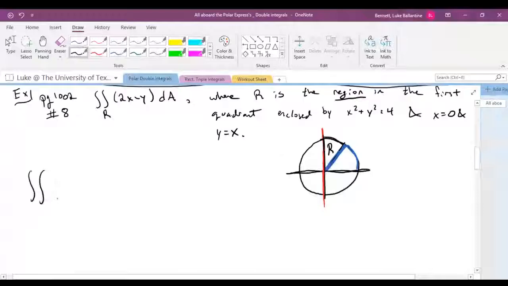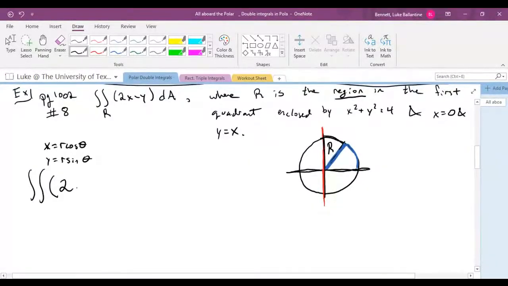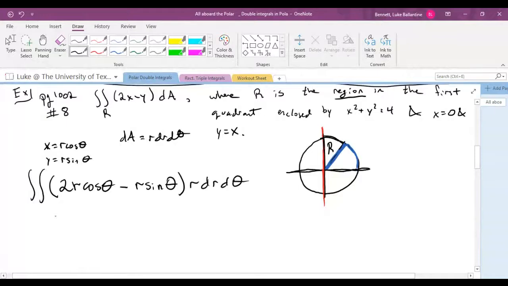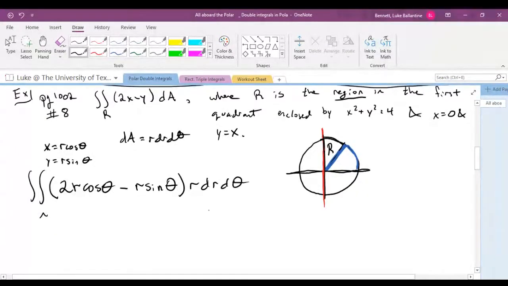Remember, x is equal to r cosine theta, and y is equal to r sine theta. So we replace 2x minus y with 2r cosine theta minus r sine theta. dA turns into r dr d theta. Okay, now we look at the bounds.